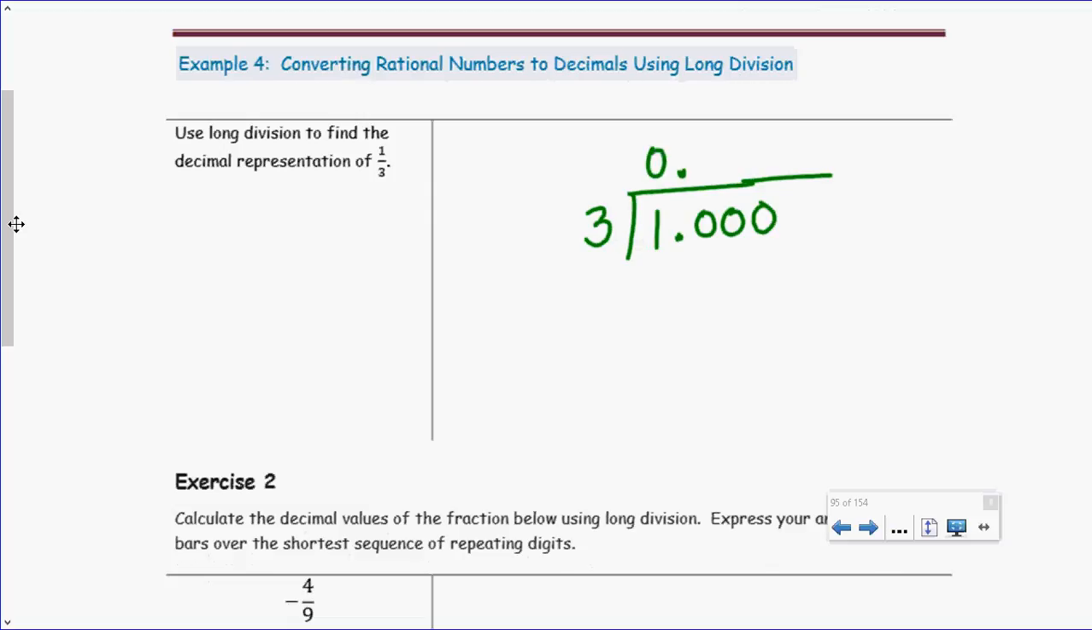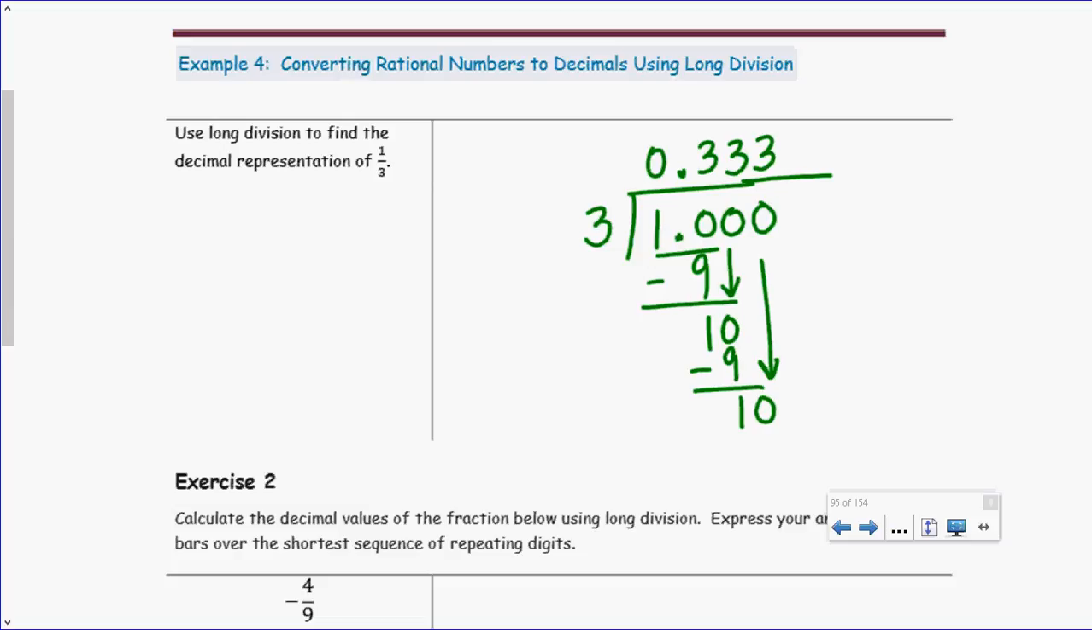3 doesn't go into 1, but it does go into 10. Remember, you want to look at it like this. 3 times 3 is 9. If I subtract 9, I get 1, and then I bring down the 0, and I have 10 again, so 3 goes into 10. So you are definitely noticing a pattern by this point, okay?